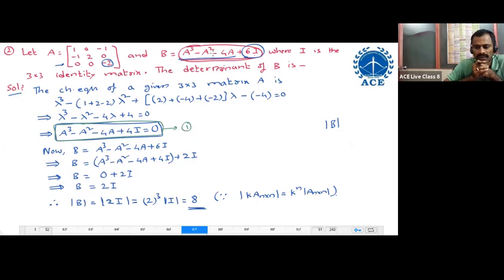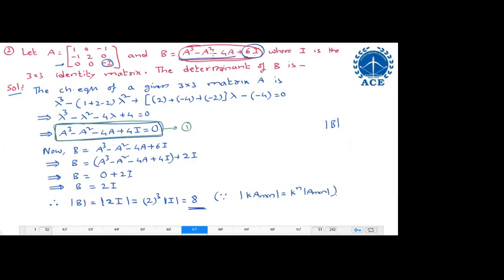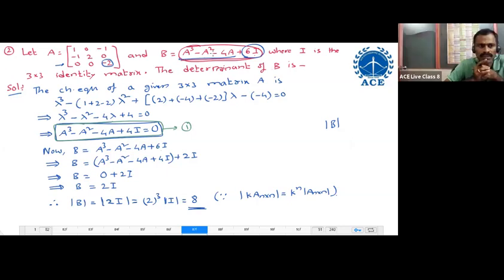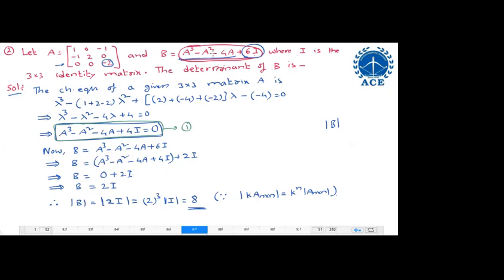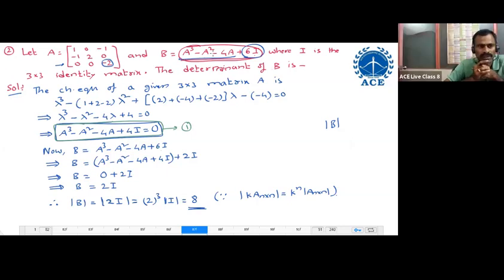Right. Okay. So one more clarification. Trace of A means just adding the diagonal elements in the matrix. Correct. In a square matrix, the sum of the diagonal elements is the trace. Okay, sir. Only for square matrix. Only for square matrix. Okay, sir.